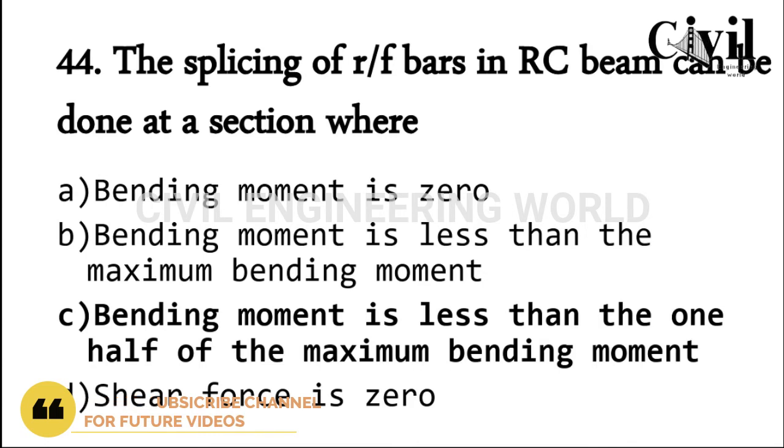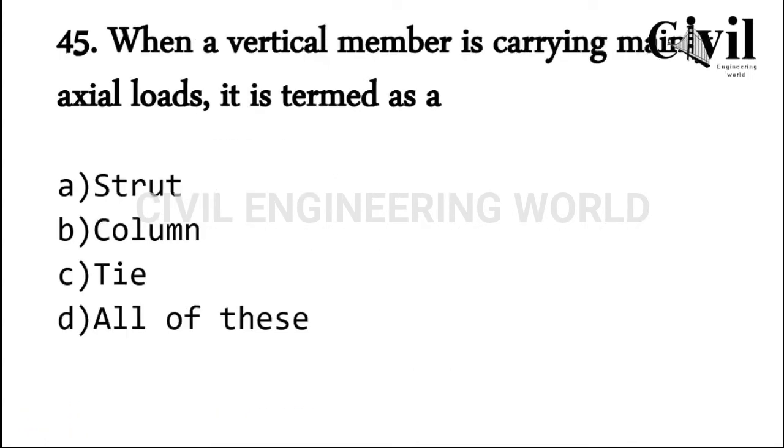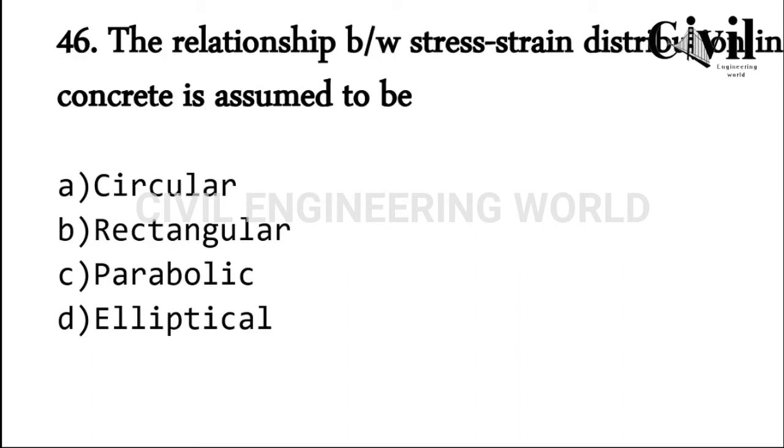When the vertical member is carrying mainly axial load, it is termed as column. So when it is inclined, it is called strut. Remember it. The relationship between stress-strain distributions in concrete is assumed to be parabolic. C is the correct answer.